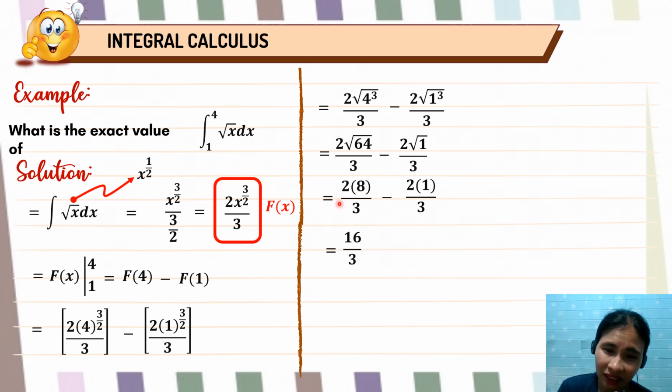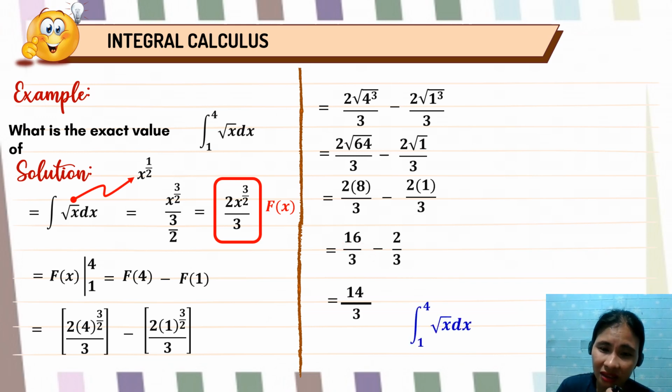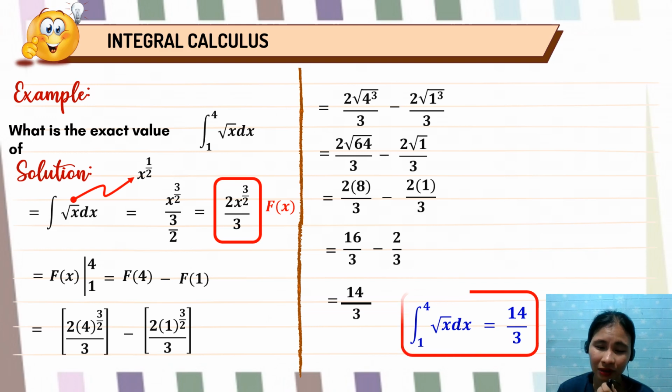And multiplying 2 times 8, that would be 16. Copy the denominator. So 16 over 3 minus 2 times 1, so that would be 2 over 3. And since the resulting fractions again have the same denominator, we can just combine them immediately. So just perform the operation in the numerator. 16 minus 2, that is 14. And then copy the common denominator, which means the antiderivative of square root of x dx from 1 to 4 is equal to 14 over 3.